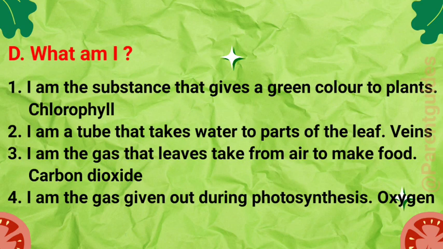D. What am I? 1. I am the substance that gives a green color to plants. Chlorophyll. 2. I am a tube that takes water to parts of the leaf. Veins. 3. I am the gas that leaves take from air to make food. Carbon dioxide. 4. I am the gas given out during photosynthesis. Oxygen.